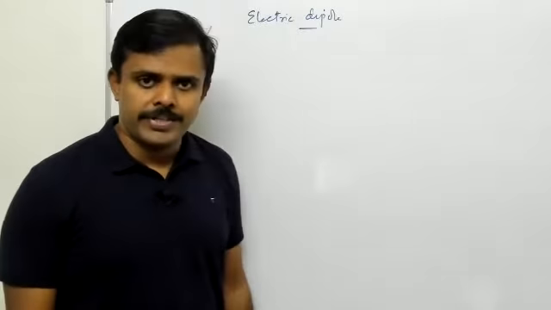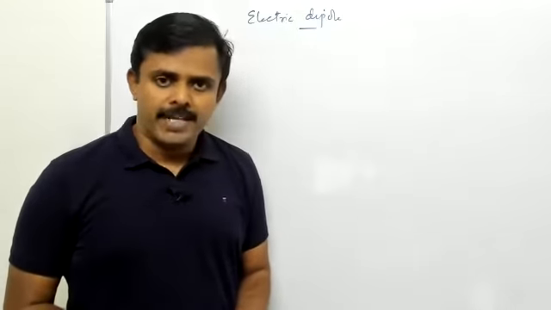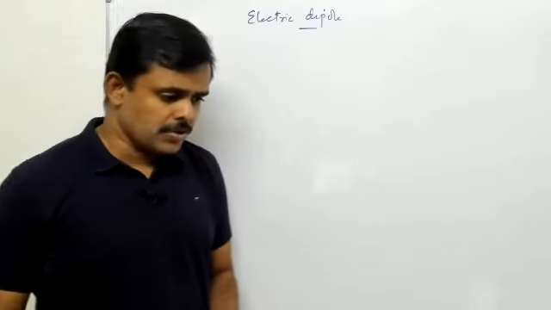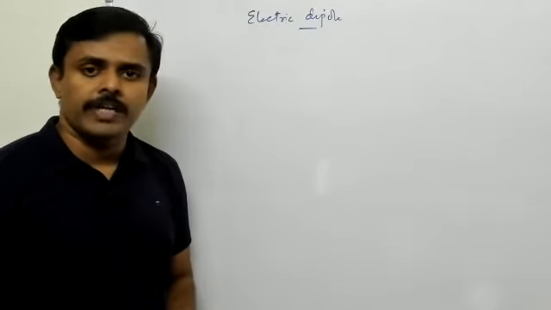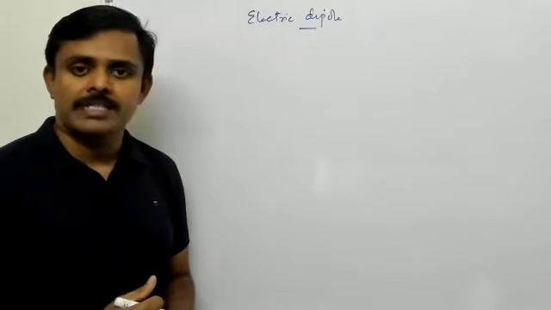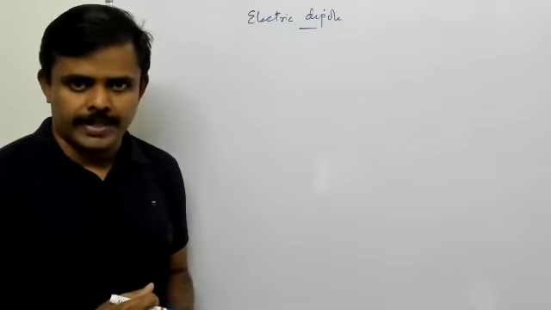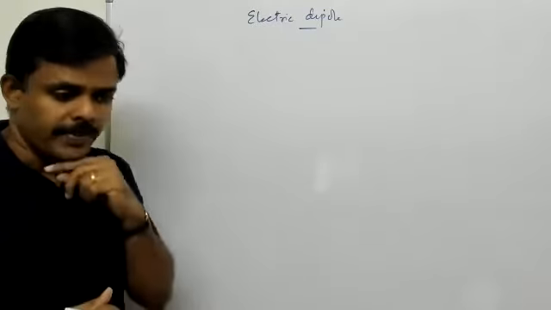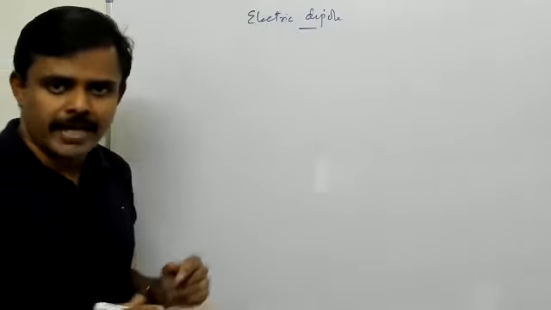Section A, based on electric dipole. Question number 1. A dipole of charges plus 2 microcoulomb and minus 2 microcoulomb and length 5 centimeter is kept in an electric field of strength 2 into 10 power 7 Newton per coulomb. Calculate the torque and net force on the dipole. It's a repeated question. Okay.